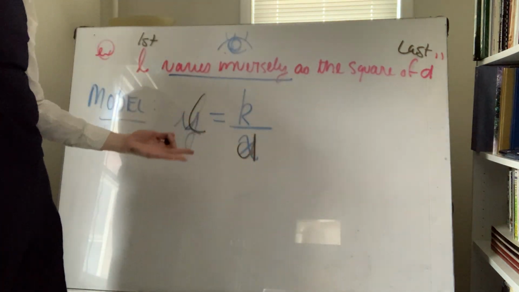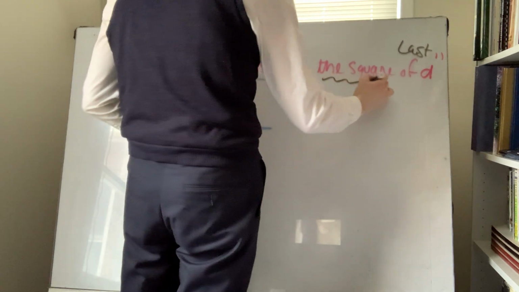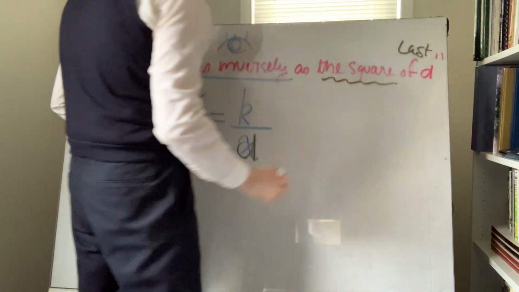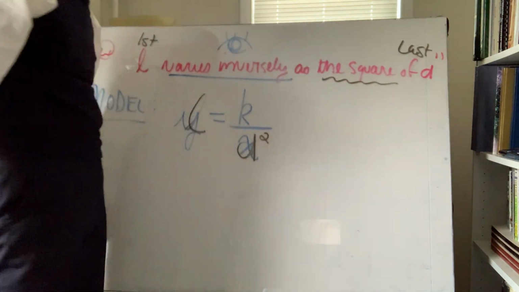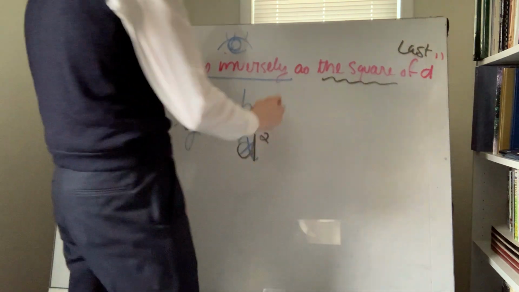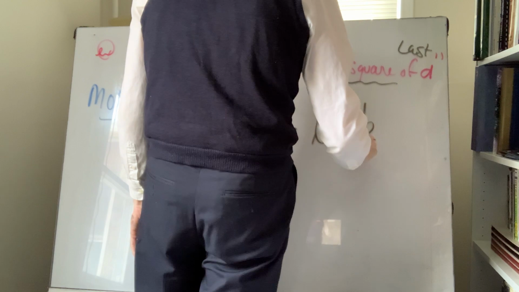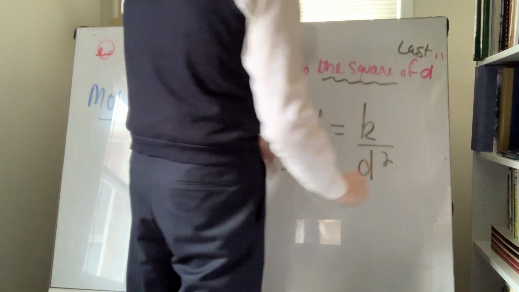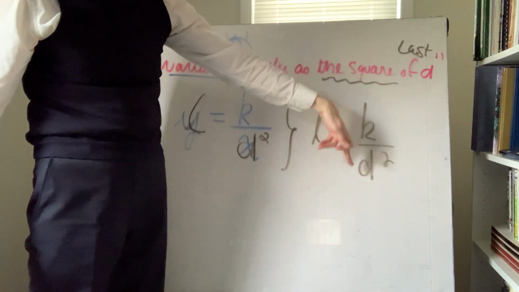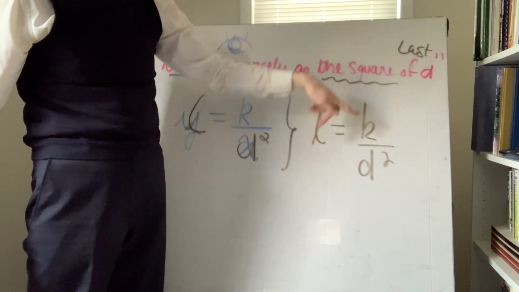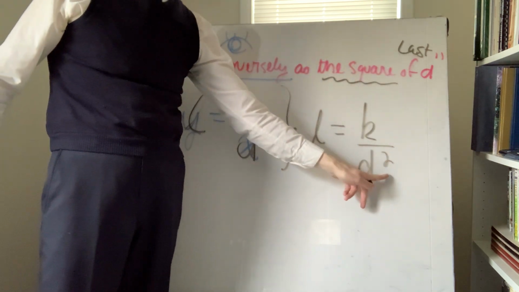They did also include, as in the last couple of problems, square of. So that means it's D with a little 2 here. A little bit nicer, a little bit neater. You can see this: L is equal to a constant divided by D squared. Loudness varies inversely as the square of distance.